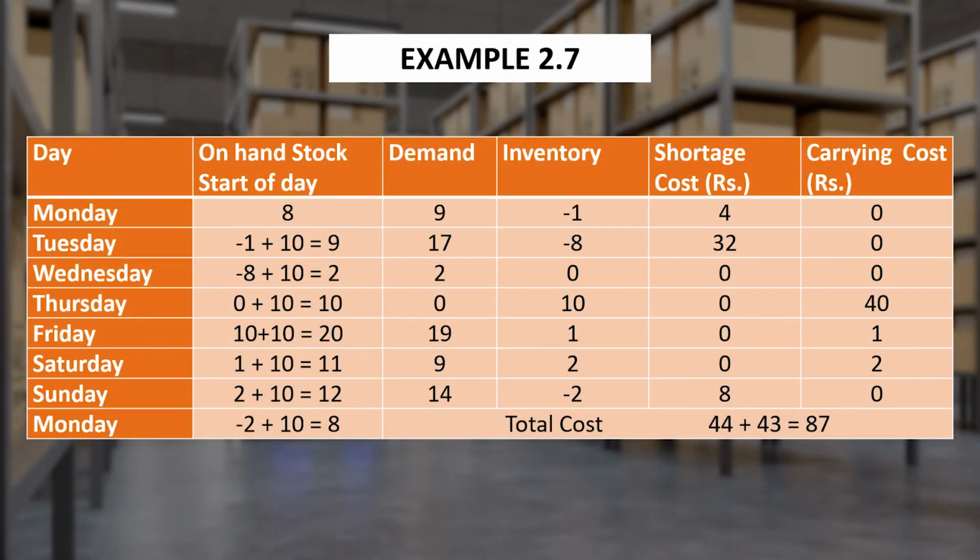And you just see this table. Monday to Friday, in the first column after day, we have the on hand stock at the start of day: 10, 9, 2, 10, 20, 11, 12 and 8. Then what is your demand from the earlier table? Then what is the inventory? Since demand is more, in the third column it is negative. If demand is less than stock, it is coming as 10.